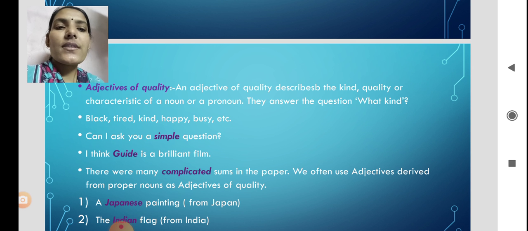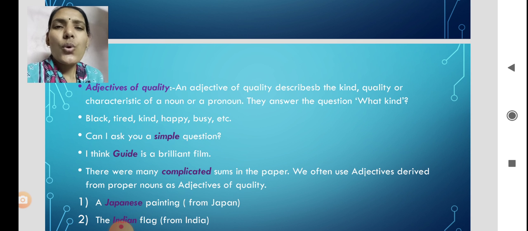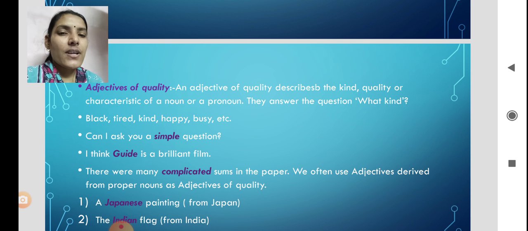Can I ask you a simple question? Can I ask you a question? But here he asks a simple question. Simple, it's an adjective. Quality, he shows us quality. I will not ask you a tough question. I am going to ask you a simple question. You can give the answer very easily. I think Guide is a brilliant film. Guide is a film, okay, so I think Guide is a brilliant film.